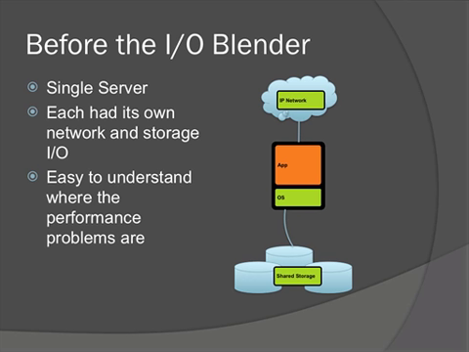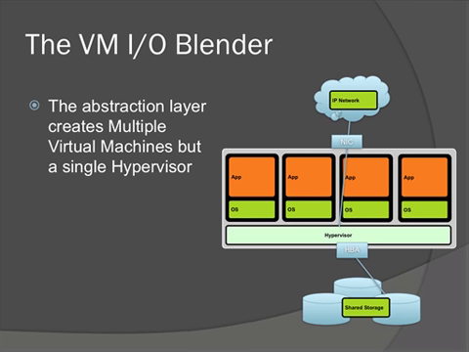So before the I/O blender, life was good, right? We had a single server. Each one had its own network and its own storage I/O. It was really easy to understand where the performance problems are. If you had a storage performance problem, you either got faster storage, put a solid-state disk in, or did something to increase your overall performance. It was a one-to-one relationship. From this perspective, it was relatively easy to understand and figure out. Of course, we had other challenges with it, and then we had heavily underutilized CPUs, heavily underutilized storage, and heavily underutilized network traffic. So, as is always the case in IT, to fix one problem, you break 4 others. That's what happens as we start to move into server virtualization.